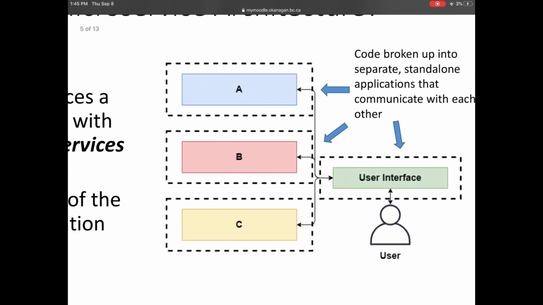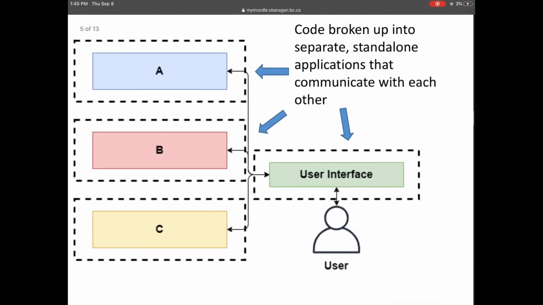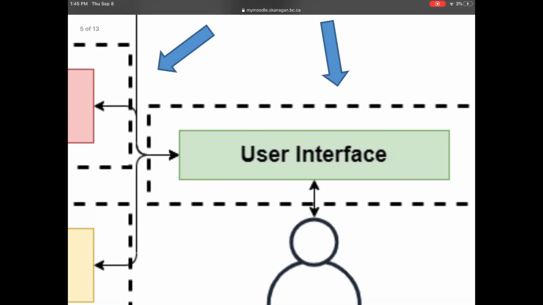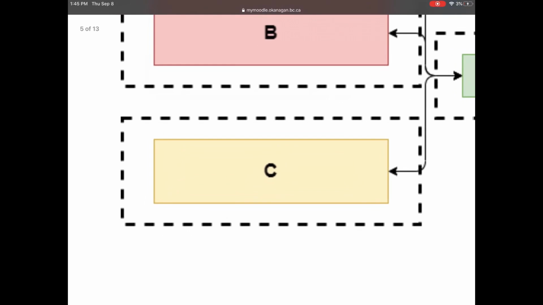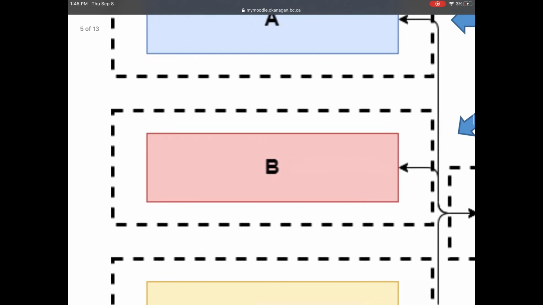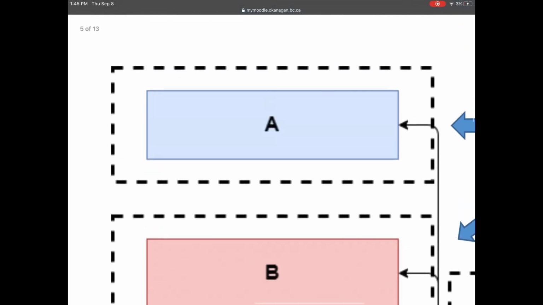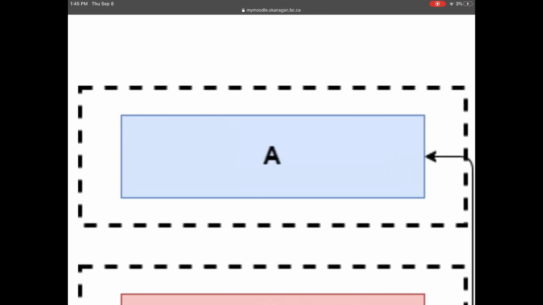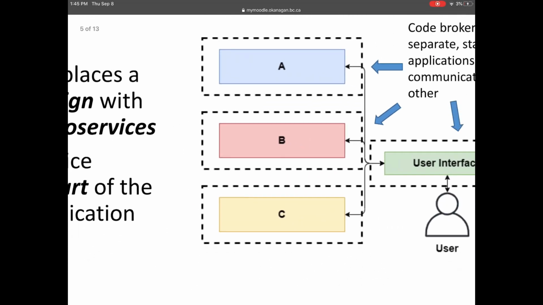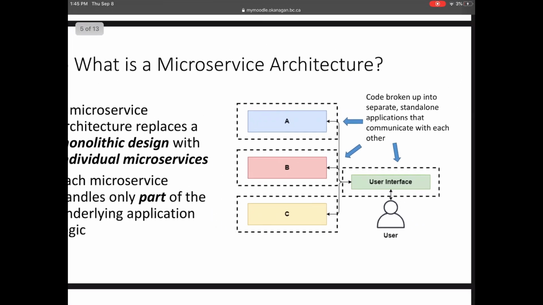So, for example, in an e-commerce business with microservices, there would be a separate application for the user interface. There would be a completely different application for payment processing. A different application will take care of the previous sales data, and a completely different application would take care of all the product data.